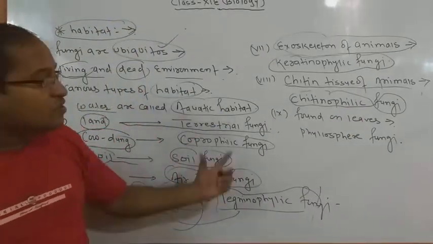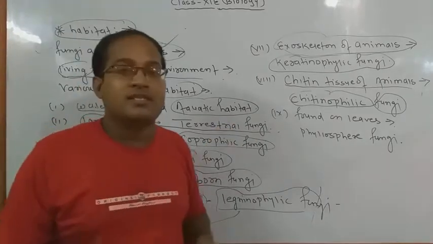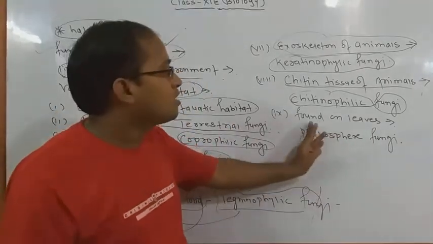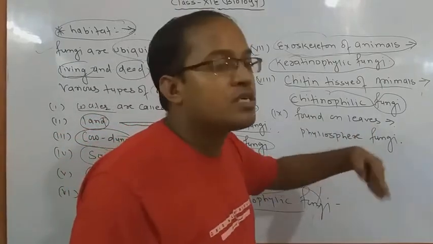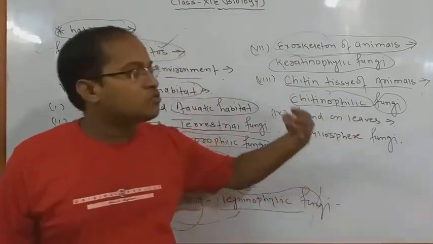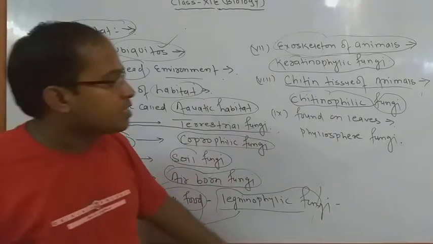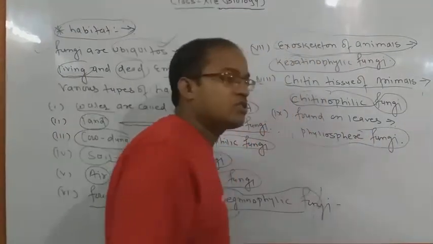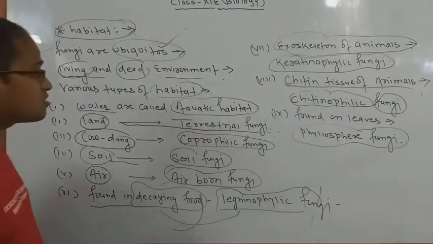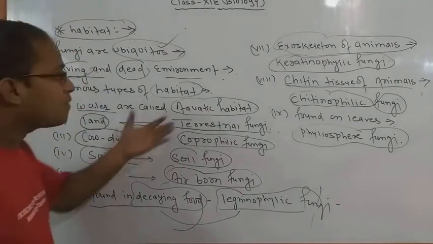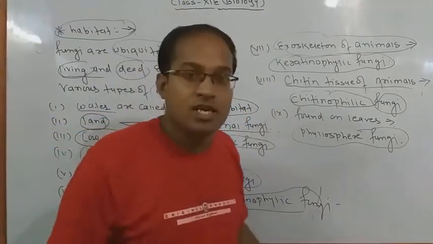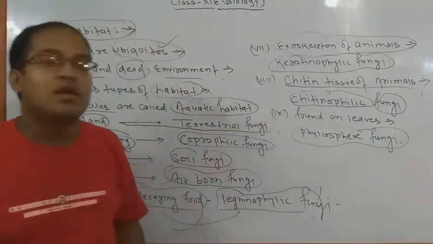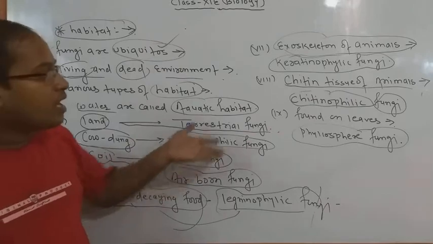It means fungi has different types of habitats, that is, the habitat of fungi is very varied. Most important, they are also found on leaves of certain plants. Many plants have them too. That is called phyllosphere fungi. It means that we have discussed so many, and approximately we have discussed 9 habitats of fungi, and several more habitats are also available, but in your book only 9 habitats are there.